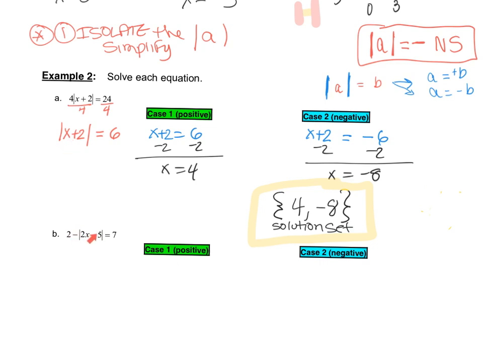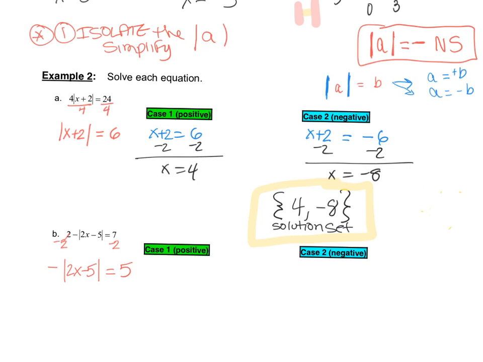Here, you have to do 2 things. You've got to bring this 2 over. So we're going to isolate first, so you minus 2 on both sides. And you get negative, because the negative is still there. Don't forget that part either. Negative absolute value of 2x minus 5 is equal to 5. We are still not completely isolated because there is a negative here, and we just want absolute value of something.